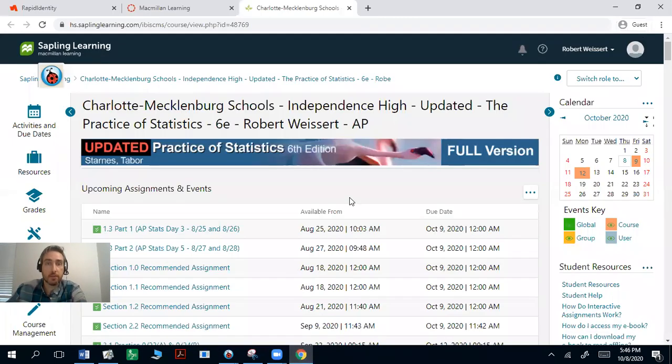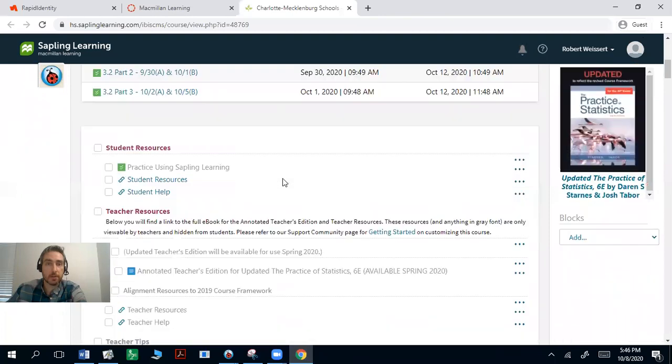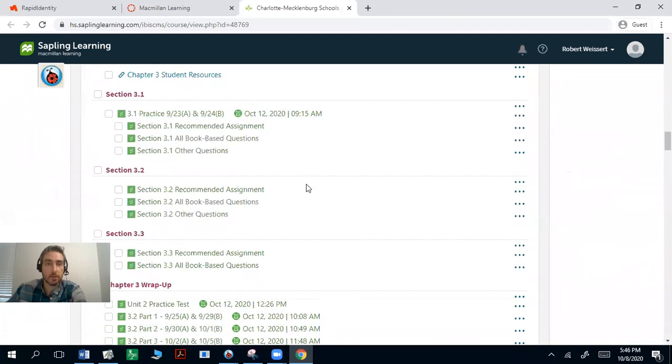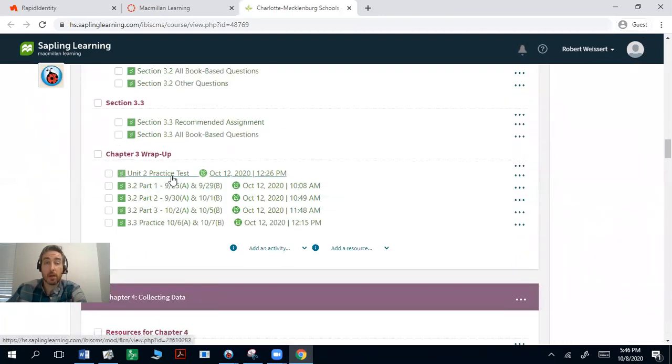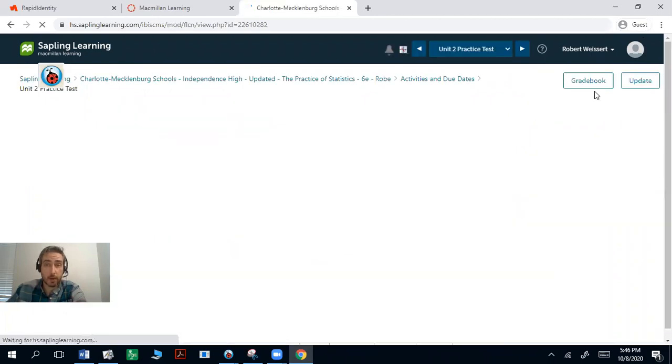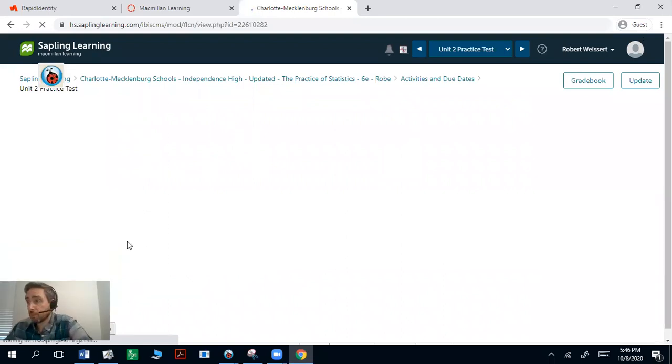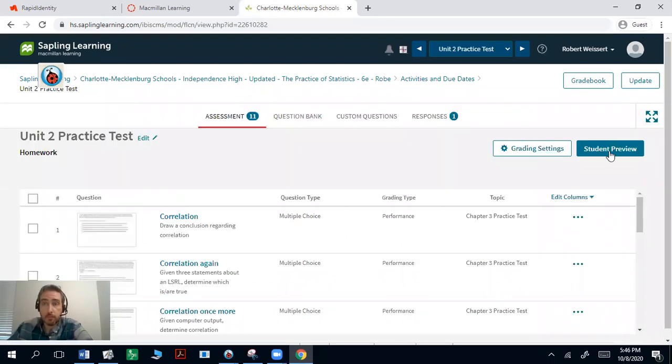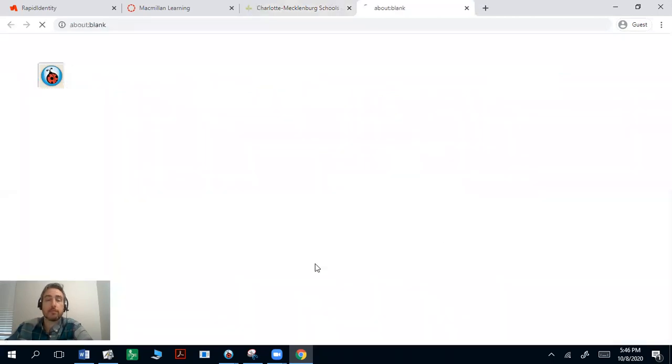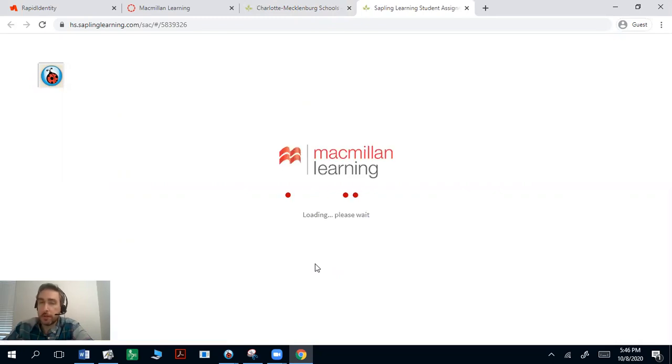First, in Sapling, for some reason it's not showing up under here, so you'll have to go over to Unit 2 Practice Test. And that's going to be under the Chapter 3 wrap-up. I'm going to figure out how to get it back up there, but right now I cannot get it to do that. So here we go. These are some tricky questions.